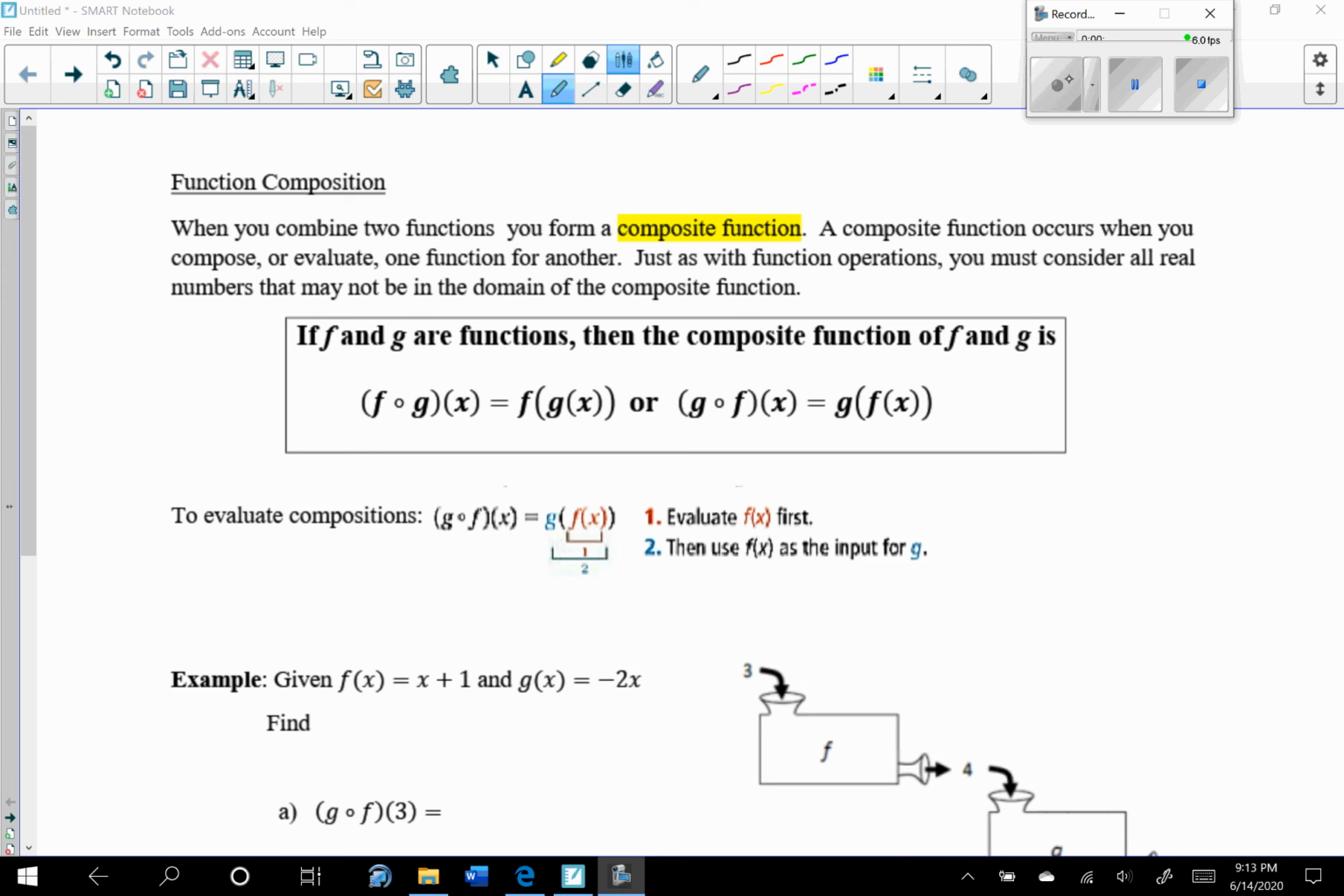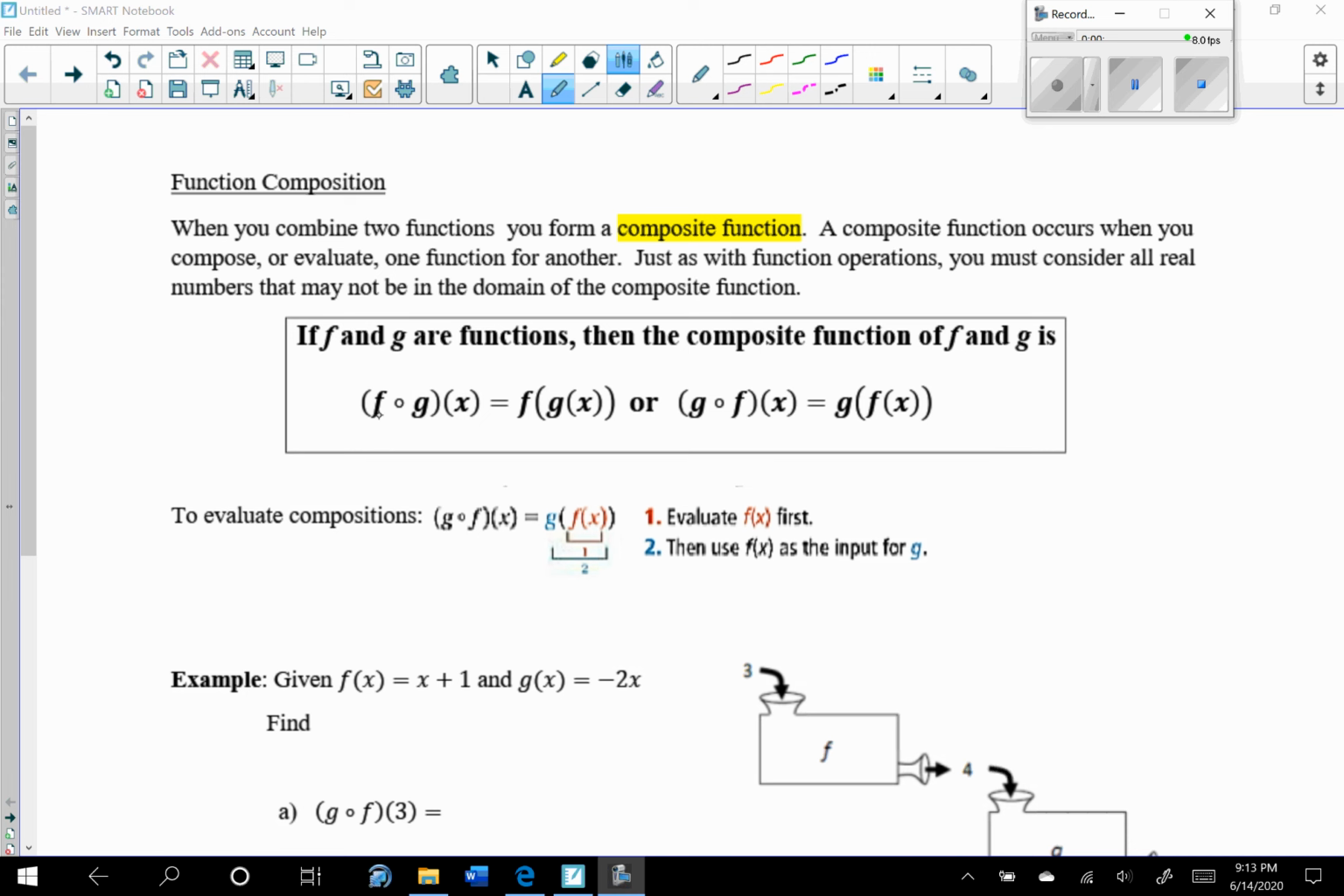Today we're going to talk about function composition. When you combine two functions, you form a composite function. A composite function occurs when you compose or evaluate one function for another. Just as with function operations, you must consider all real numbers that may not be in the domain of the composite function.